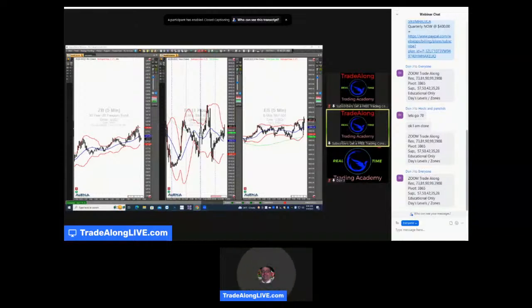Trust me, I wish I could tell you it works so perfectly every time, but it doesn't. Sometimes we do have to work a level and manage it, and sometimes we have to take losses against them, or sometimes we even scratch them. It all depends on how the price action is against a certain area.